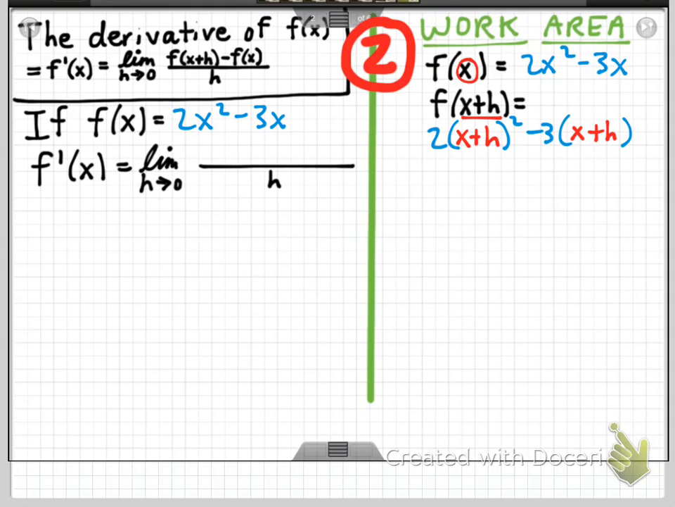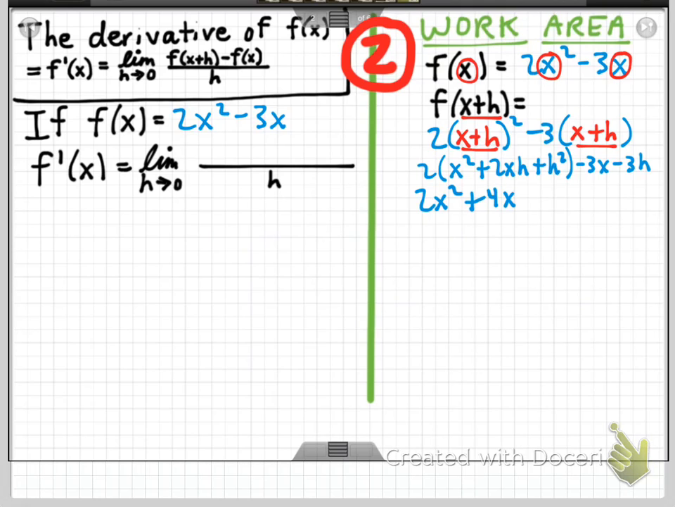It says whatever the x is, you're going to square it there, multiply it by 2, and then you're going to subtract 3 multiplied by that same number. So we've got it there, and we've got it there. Now we just have to simplify. So 2 times the quantity x plus h squared is 2 times x squared plus 2xh plus h squared, minus 3x minus 3h. We're going to distribute the 2 now, so we get 2x squared plus 4xh plus 2h squared minus 3x minus 3h.